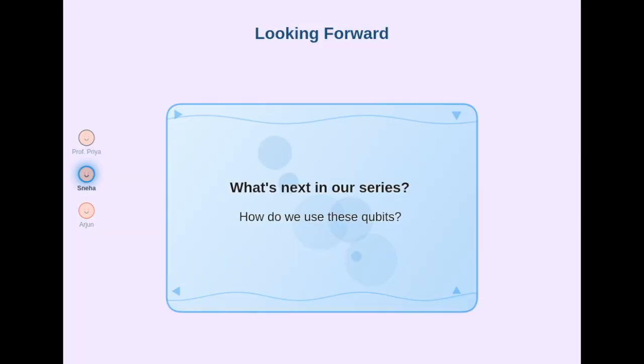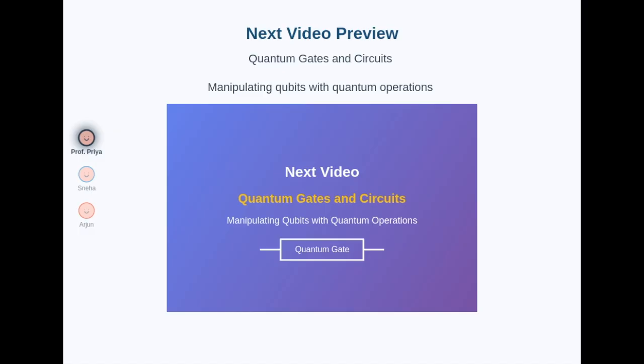This has been fascinating. What will we learn next? How do we actually manipulate and use these qubits? Excellent question. Next, we will learn how to manipulate qubits using quantum gates and circuits. We'll see how to perform operations like rotations on the Bloch sphere and create quantum algorithms.